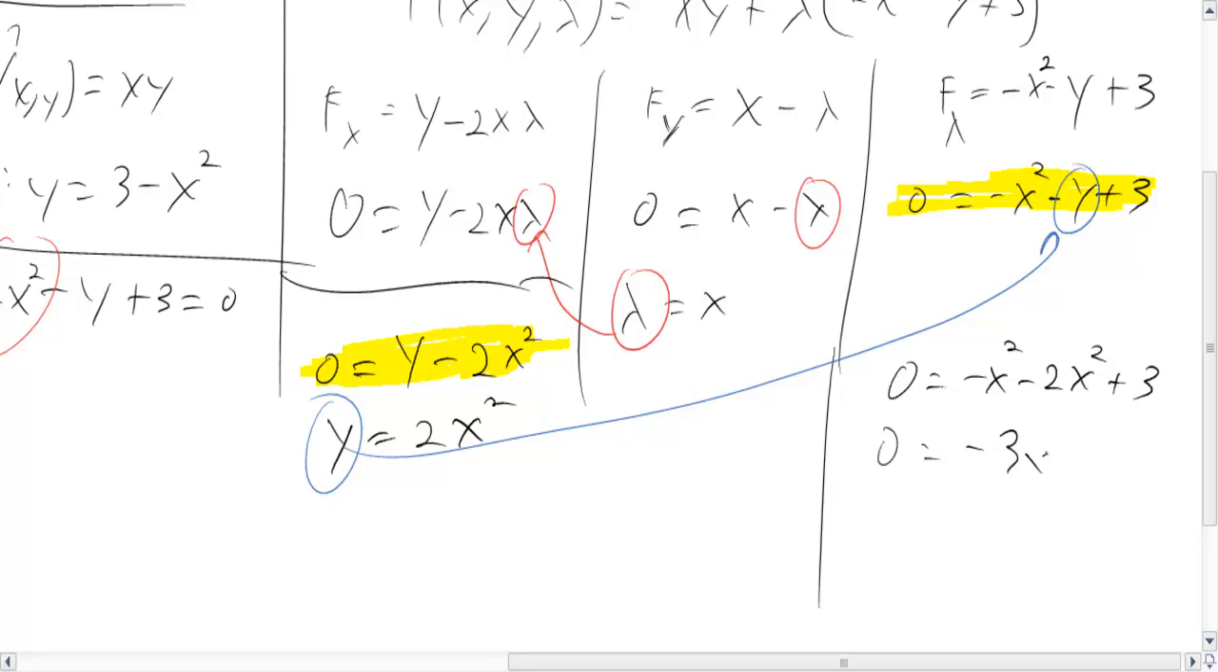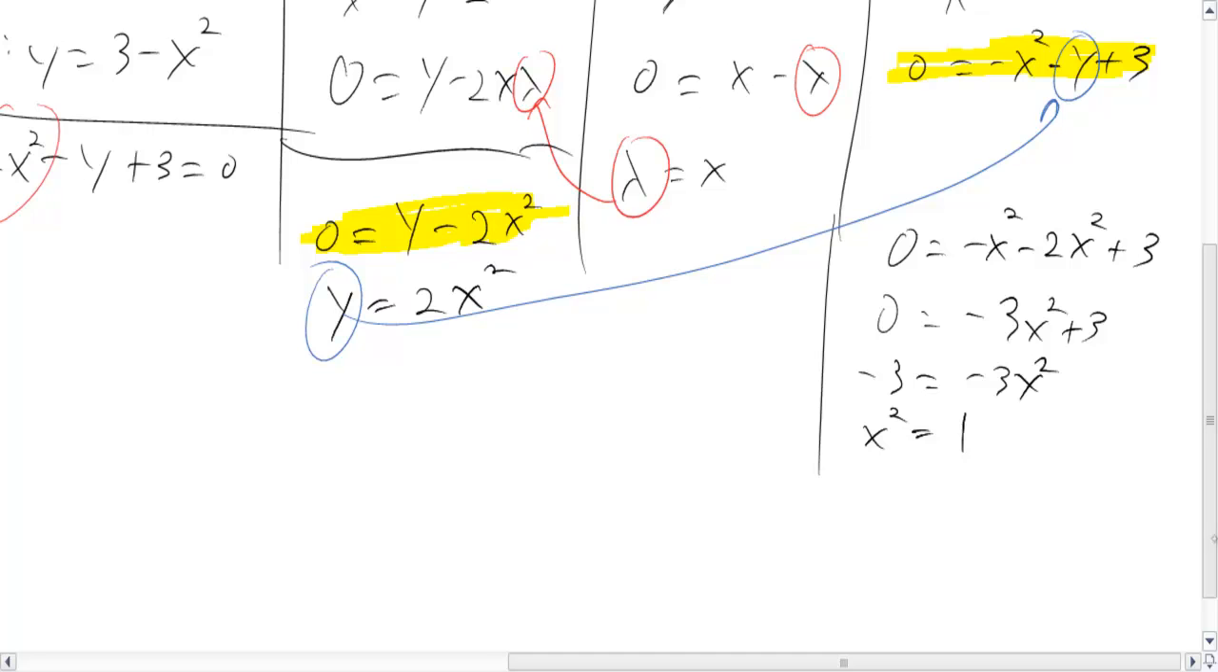So that gives me negative 3x squared plus 3. So I subtract over. Negative 3 equals negative 3x squared. Divide through. So that gives me x squared equals 1. Now I take the square root of both sides. So that gives me x equals plus or minus 1.